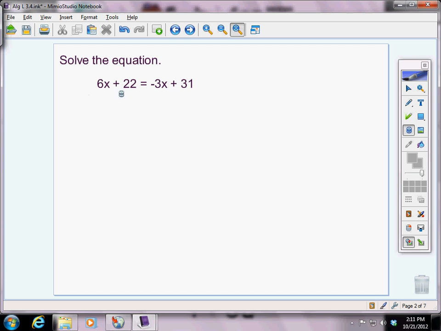Well, using what we know, we cannot add 6x's to 22 because they're not like terms. Same thing is true over here. We cannot add negative 3x to 31, because they're not like terms. So we've really already simplified. We don't have to do anything else.